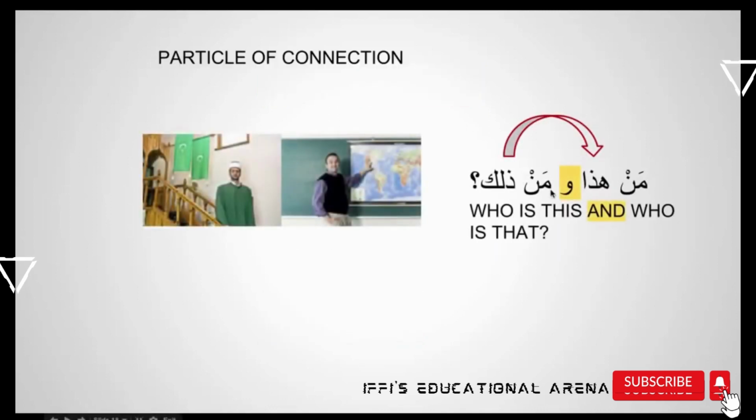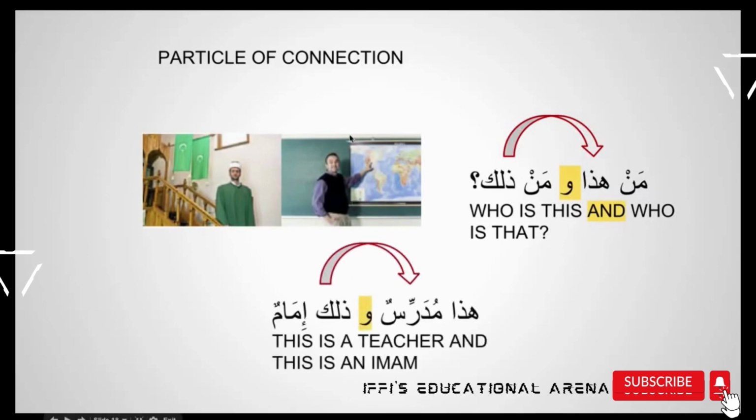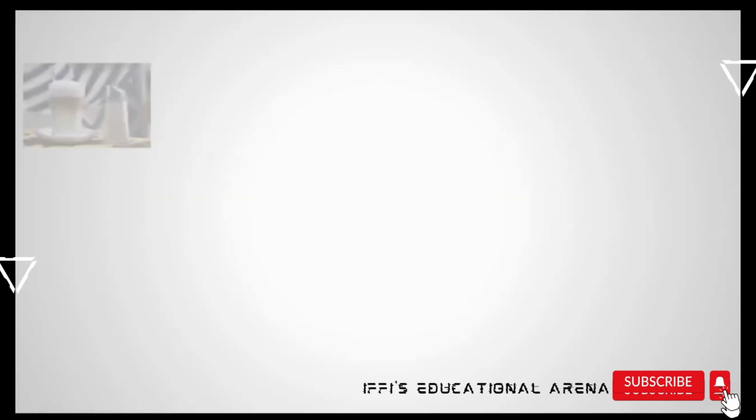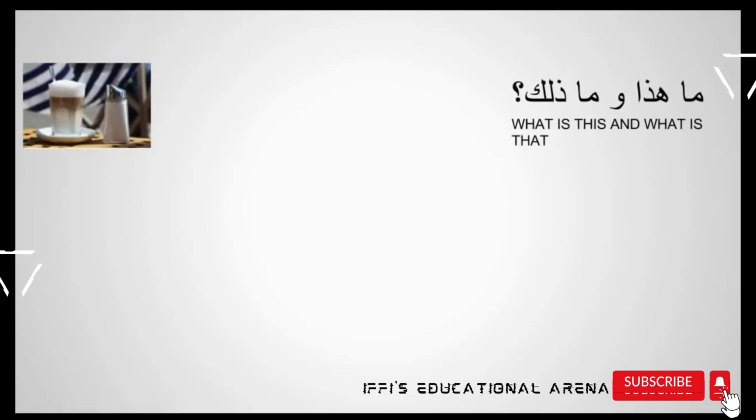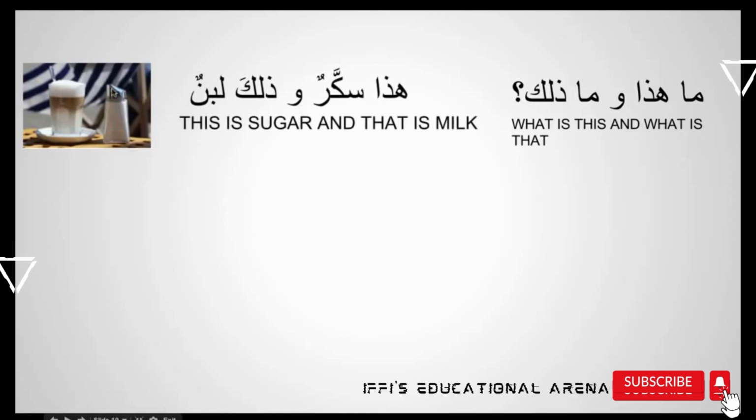So if you see, man hadha wa man dhalika, who is this and who is that? So say, hadha mudarrisun, this is a teacher, wa dhalika imamun, and that is an imam. So practice a little bit more. Ma hadha wa ma dhalika, hadha sukkarun. Sukkar means sugar. It comes from Arabic sugar, sukkarun. And dhalika labanun. Labanun means milk.